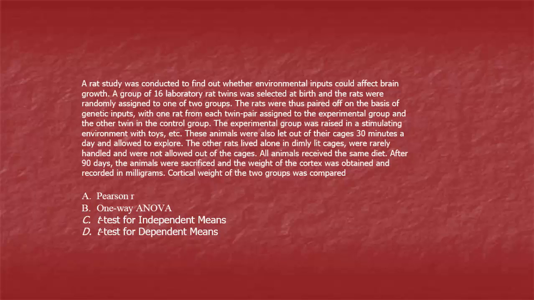The experimental group was raised in a stimulating environment with toys, let's say exercise, a spinning wheel they can run in, stuff like that. These animals were also let out of their cages 30 minutes a day and allowed to explore. So they had an enriched environment. The other rats lived in a, let's say, impoverished environment. The other rats lived alone in dimly lit cages, were rarely handled, and were not allowed out of their cages. No exercise. All animals received the same diet.